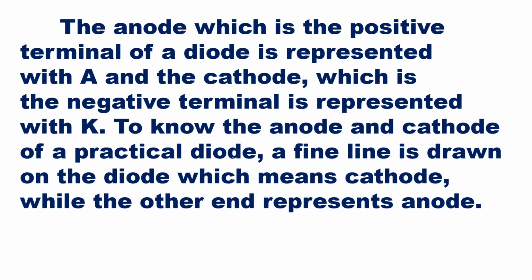Then we will have a note on the anode and cathode. The anode, which is the positive terminal of a diode, is represented with A, and the cathode, which is the negative terminal, is represented with K. To know the anode and cathode of a practical diode, a fine line is drawn on the diode, which means cathode, while the other end represents the anode. So the bar represents your cathode, and the arrow represents your anode in the symbol.